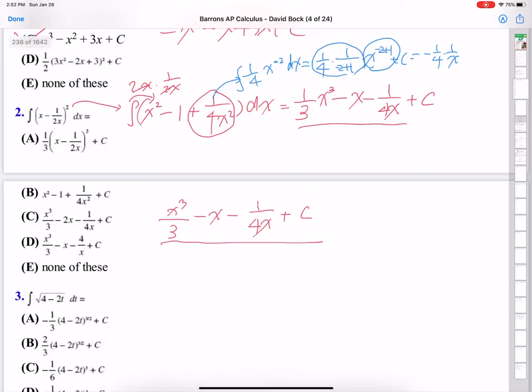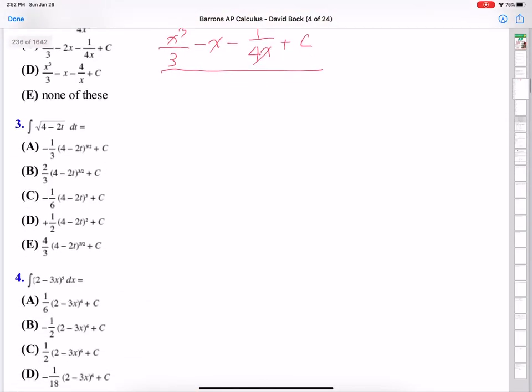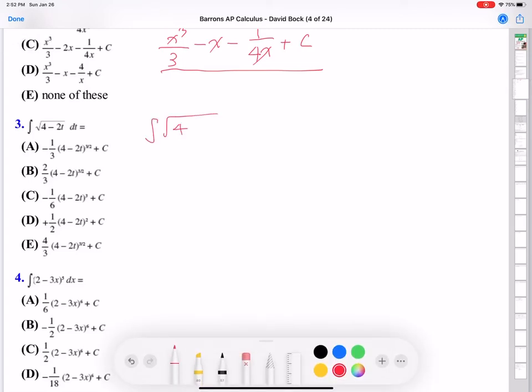Let's go to number 3. Number 3 is the integral of the square root of 4 minus 2t dt. And then how can I solve that problem? It's a u substitution problem. 4 minus 2t is going to be u, and then there's an integral of the square root of u. Change dt to du. You have the 1 over the derivative of u part, I mean u prime, du, right?